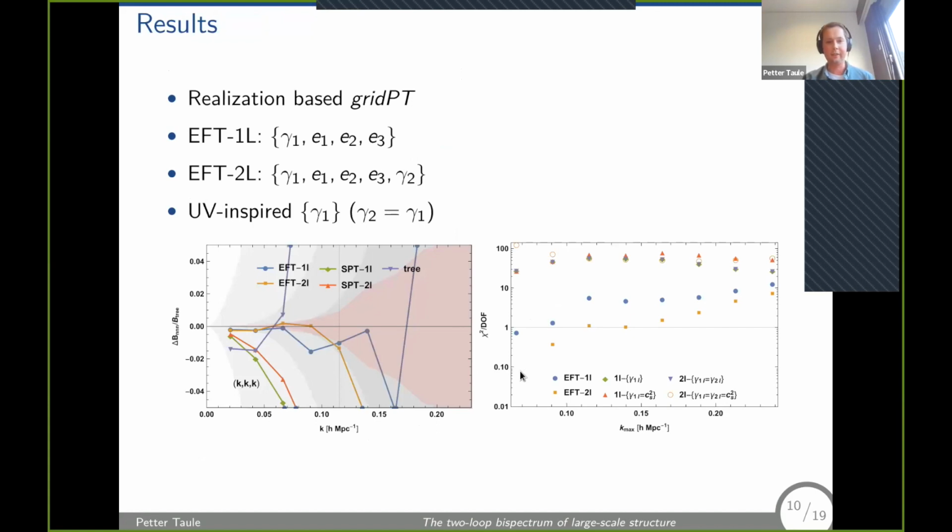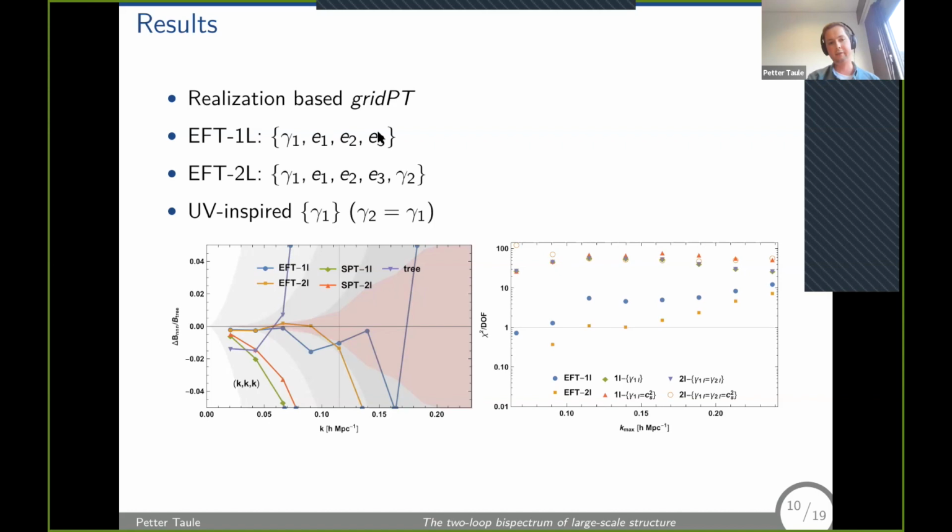And so then I'm coming to my results. We used this realization-based GridPT method so that we could essentially evaluate the theory on exactly the same modes that were used to seed the N-body simulation that we compared to, so that we can beat cosmic variance even for a modest simulation volume.